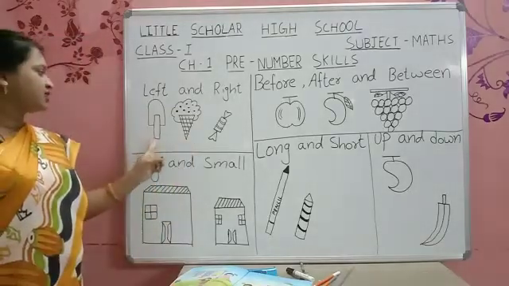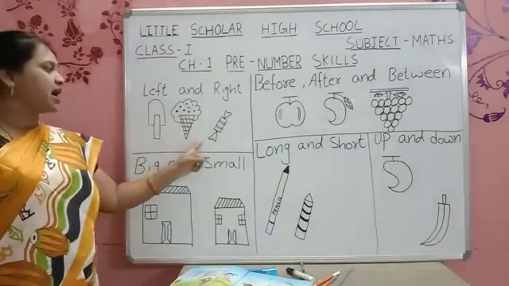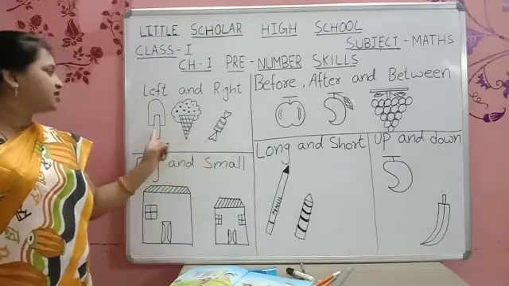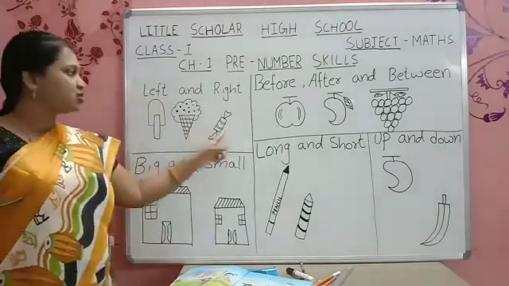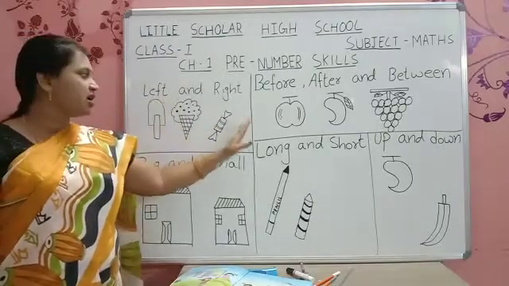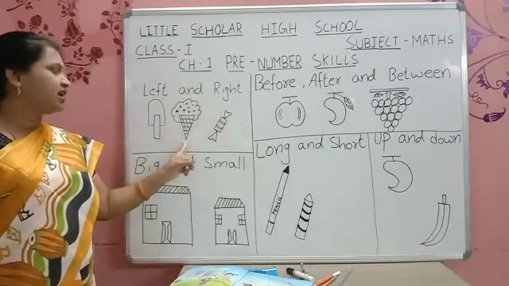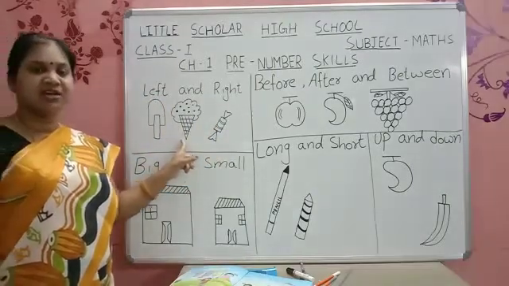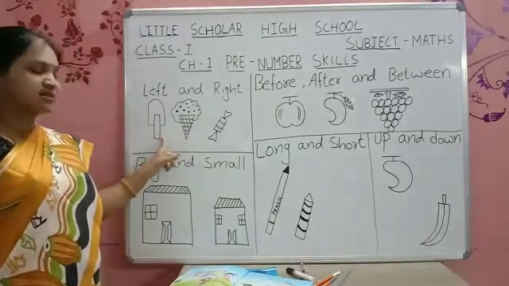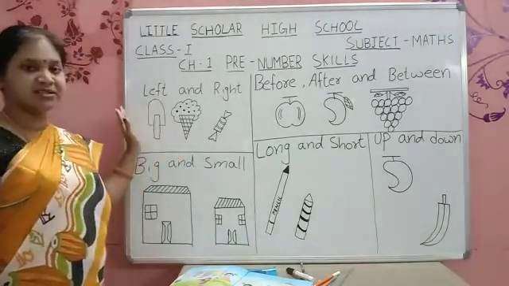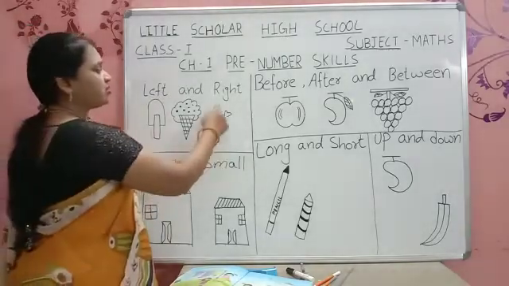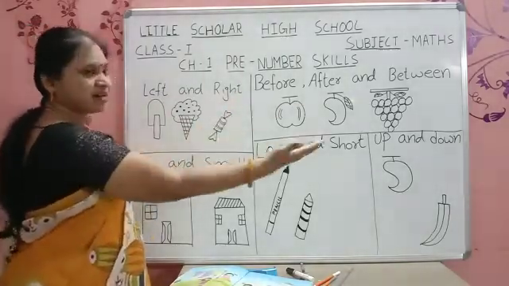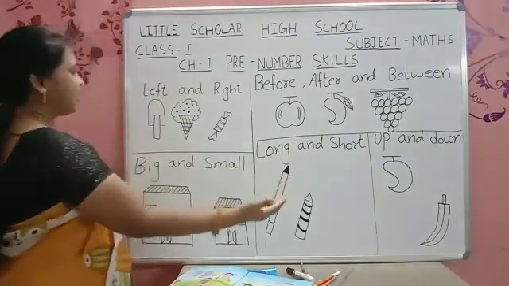Here we have stick ice cream, cone ice cream and a chocolate. Where is stick ice cream? Stick ice cream is to the left. And where is chocolate? Chocolate is to the right. And in between we have cone ice cream. Children, understood? Stick ice cream is on the left side and chocolate is on the right side. So this is our right hand and this is our left hand.